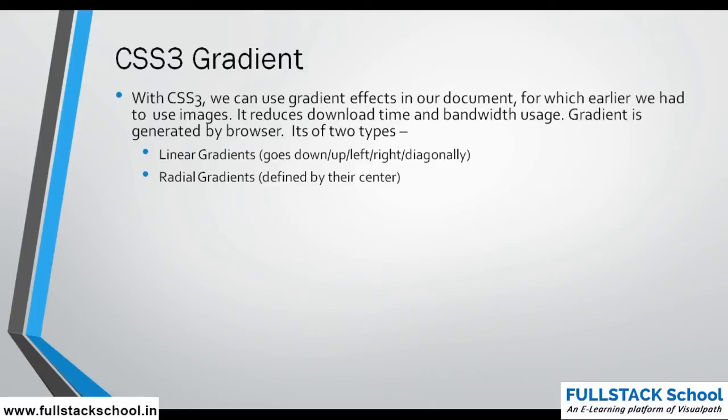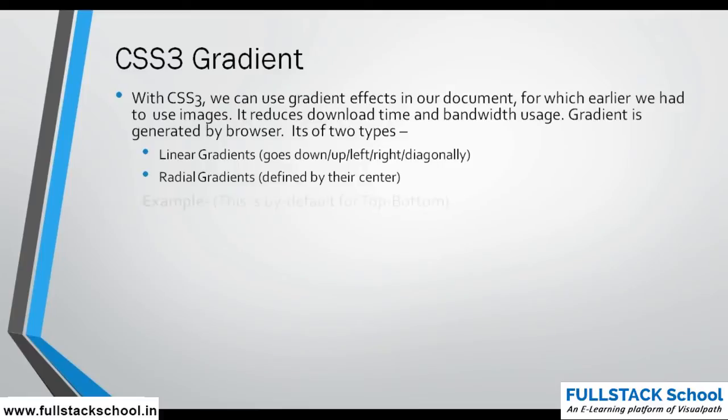Gradients come in many types, like linear, radial, and many more. Let's understand the two types, which are linear gradient and radial gradient. A linear gradient goes down, up, left, right, or diagonal, but a radial gradient is defined by its center.